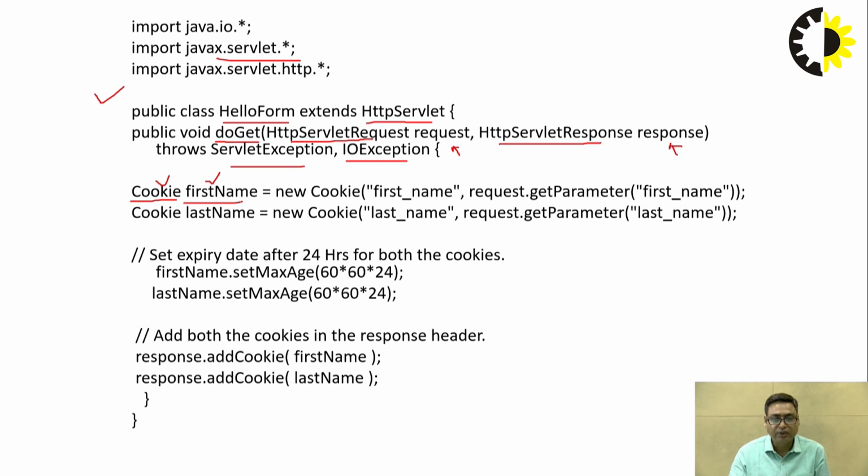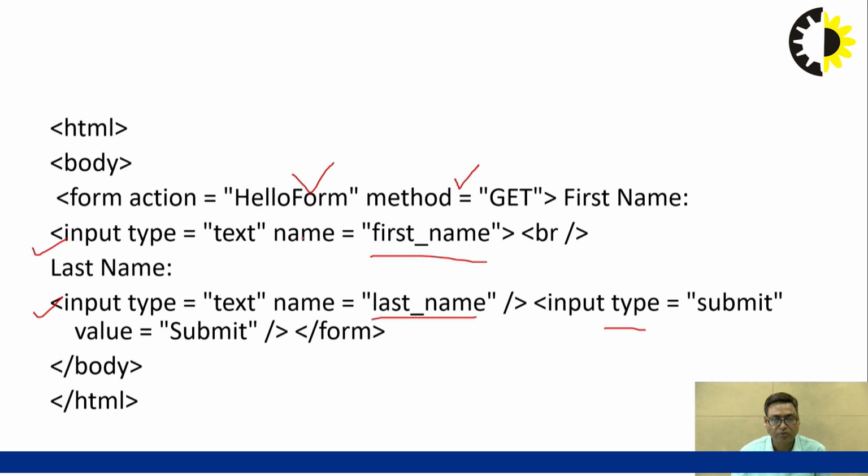Here firstName is the variable of type Cookie, or you can say firstName is the object. Basically it is the object of the class Cookie, and we are initializing this object with two parameters. The first parameter is the key, again we have given firstName, and the second is the value. We are getting the value from the text box. This is the first text box, where you have entered some value. We want the value from this text box.